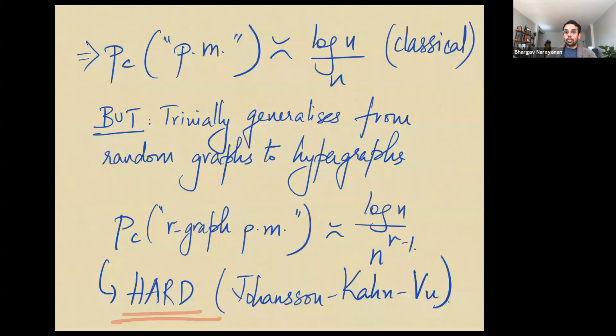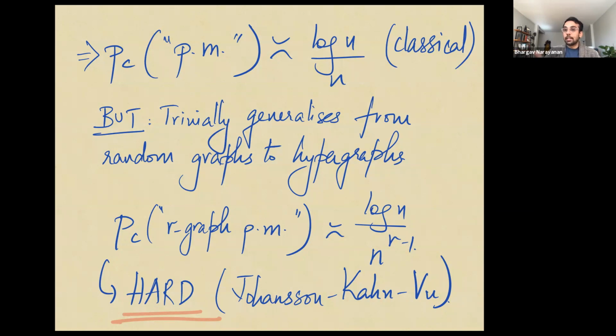All we need to show that the threshold for perfect matchings in r-uniform hypergraphs is at most log n over, let's say, n to the r minus 1, is to show that the fractional expectation threshold is 1 over n to the r minus 1. And that's easy. The same calculation that shows that the hypergraph of all perfect matchings in the complete normal graph is 1 over n spread, in fact, shows that the family of all, let's say, perfect matchings in the complete 3-uniform hypergraph is 1 over n squared spread.